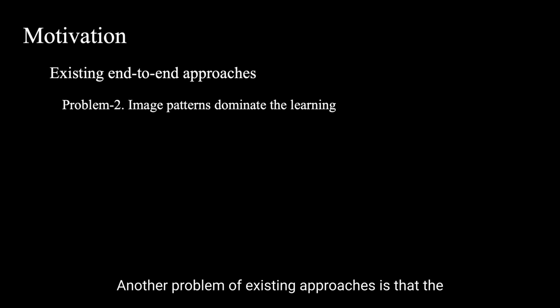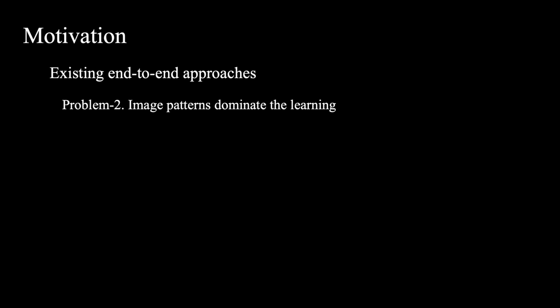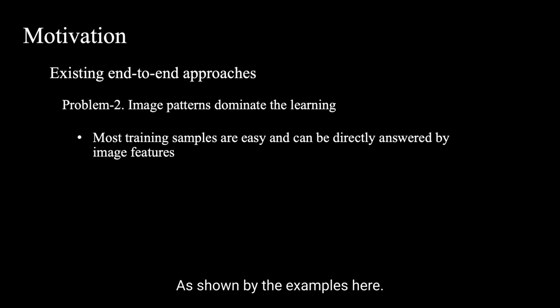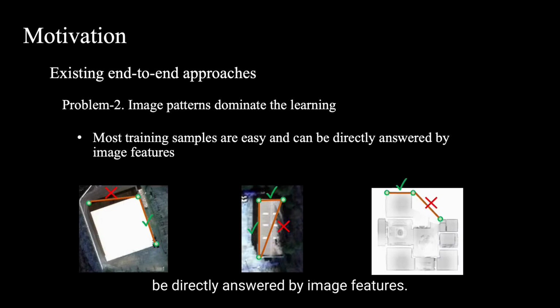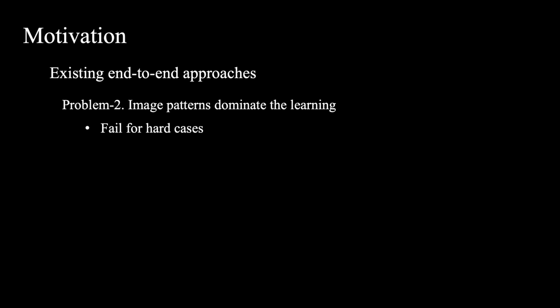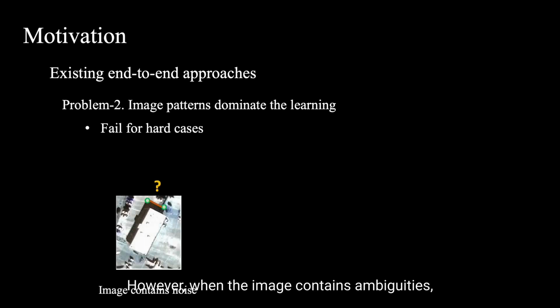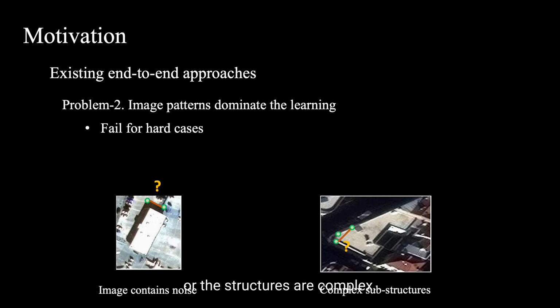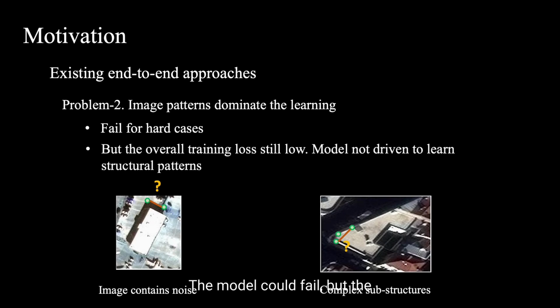Another problem of existing approaches is that the image patterns usually dominate the learning process. As shown by the examples here, most training samples are easy and can be directly answered by image features. However, when the image contains ambiguities or the structures are complex, the model could fail, but the overall training loss is still low as the samples are rare. The model is not pushed hard to learn the relational patterns between edges.